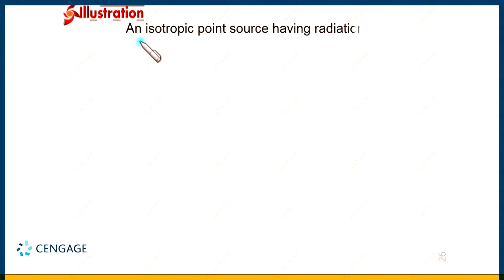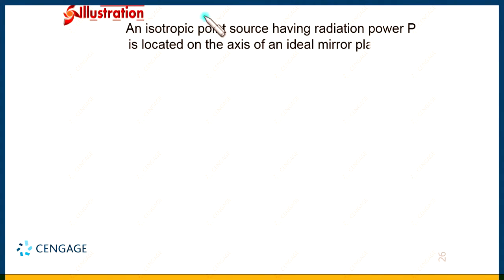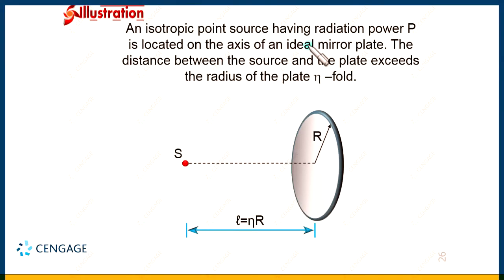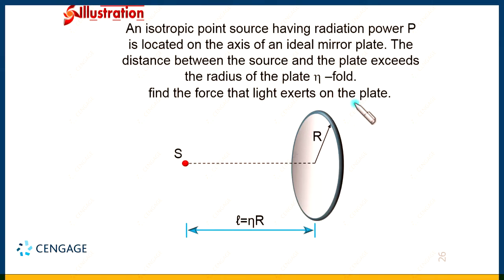In this illustration, an isotropic point source having radiation power capital P is located on the axis of an ideal mirror plate. The distance between the source and the plate exceeds the radius of the plate eta times. That means the distance between the point source S and the center of this plate is eta times capital R. And here we need to find the force of the light exerted on the plate.